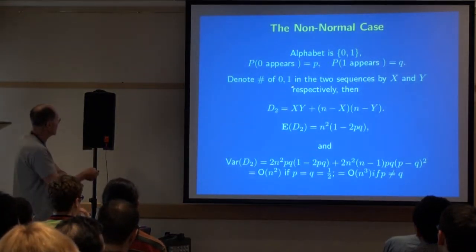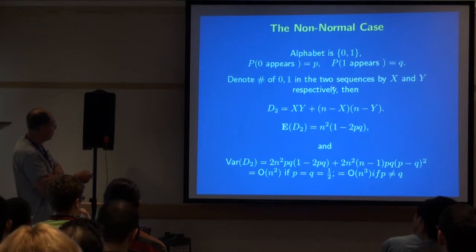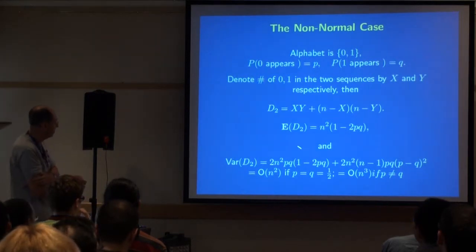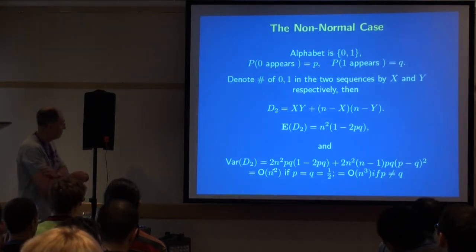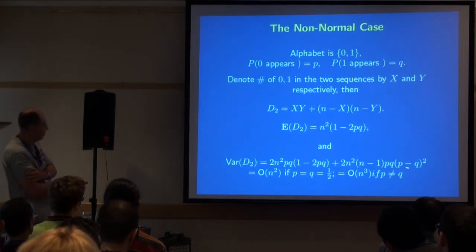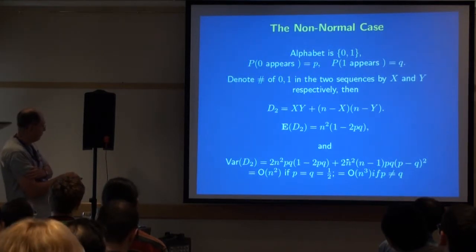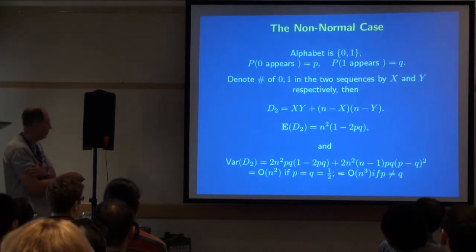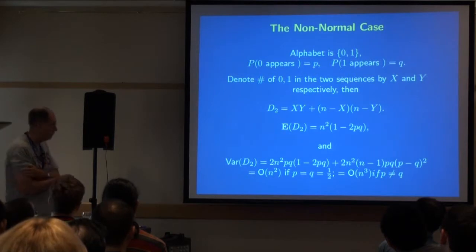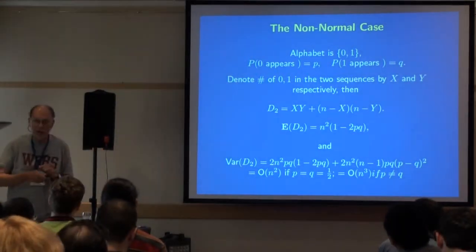Things are independent. And D2 is the product of the number of zeros in each sequence times the product of the number of ones in each sequence. And you can compute the expectation. And if you calculate the variance, it turns out that one of these terms vanishes when P equals Q. So if P is not equal to Q, the variance is of order n squared. If P equals Q, the order is n squared. If P is not equal to Q, the order is n cubed. So something really different is going on.